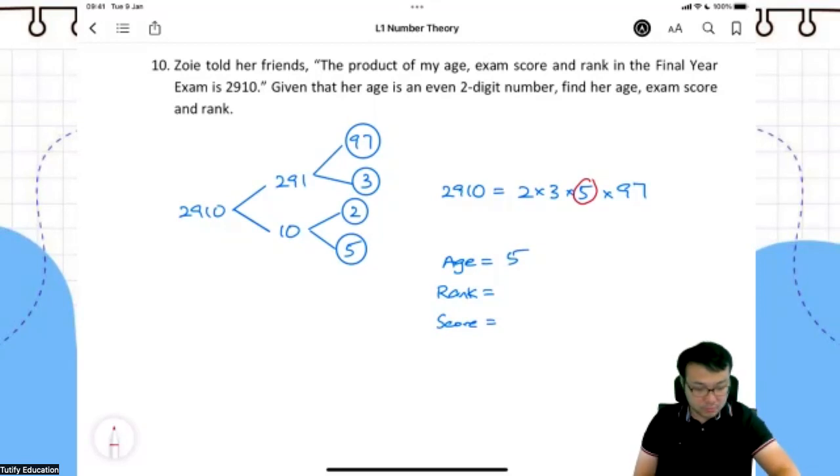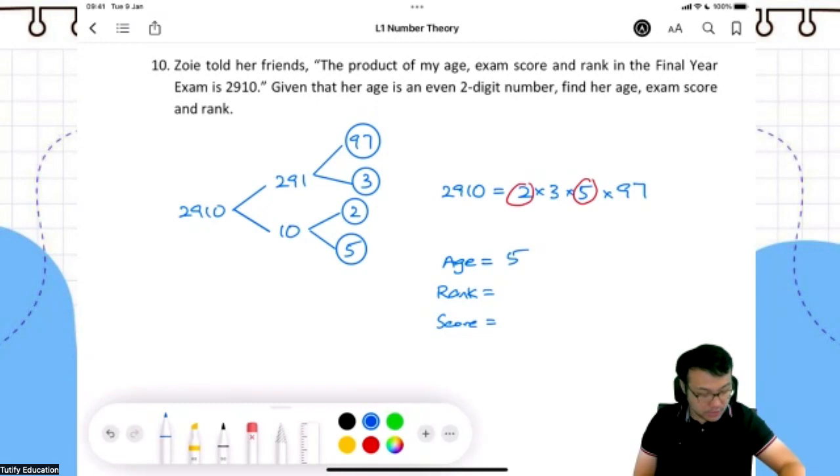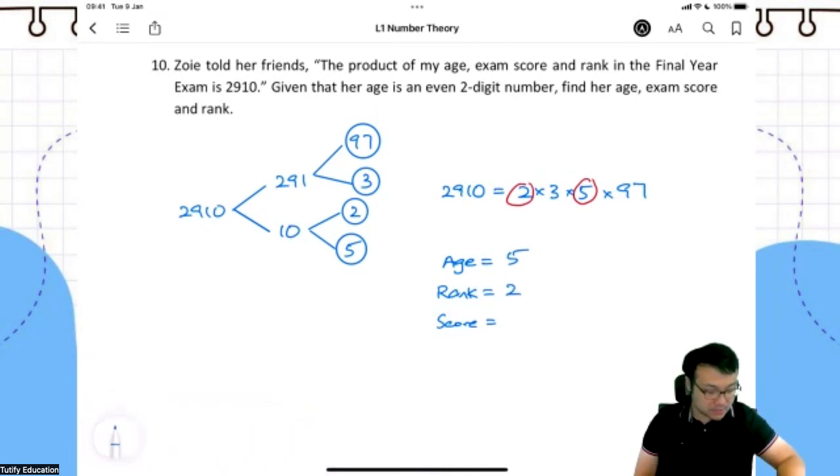2. 2. Okay, you already use up the number 2. Then what's her exam score? Are you going to combine these 2 numbers together? No, your exam score is the highest is 100. Yeah, usually it's 100. So why not you combine some other things?